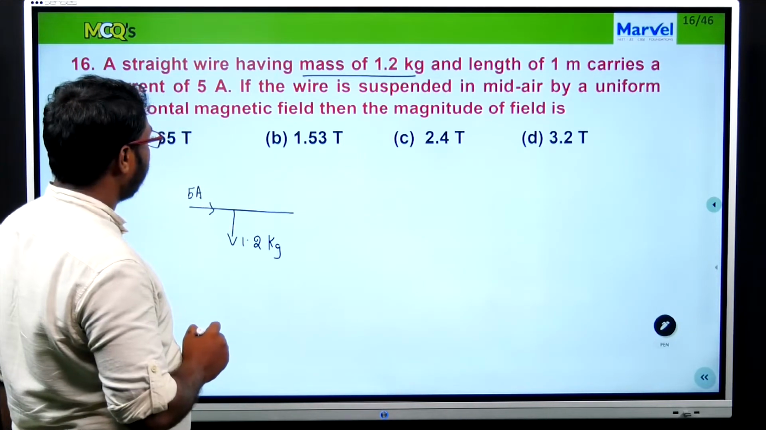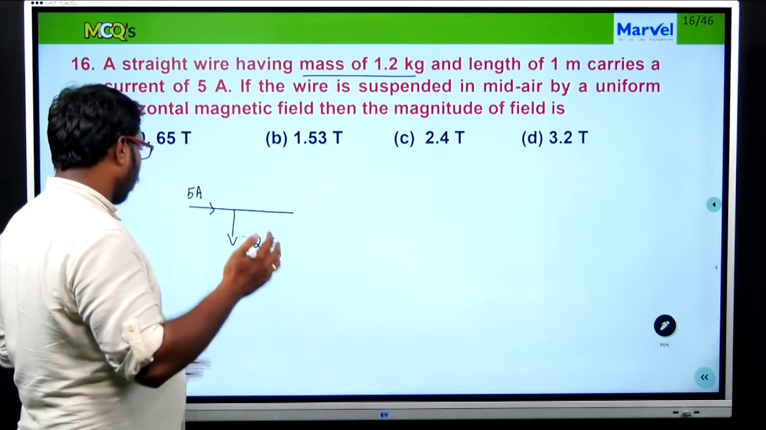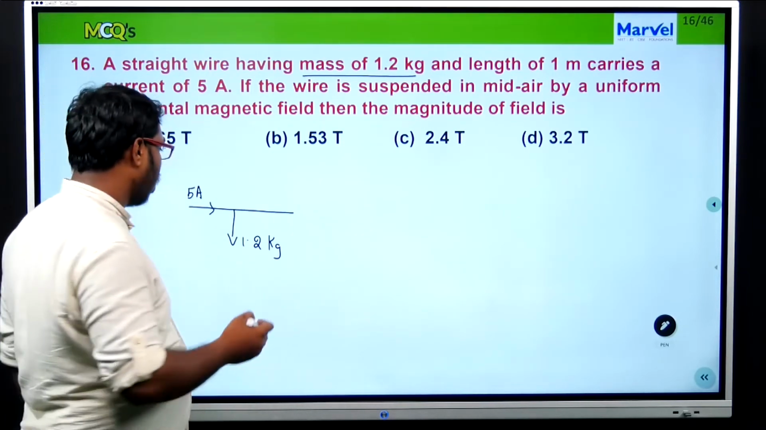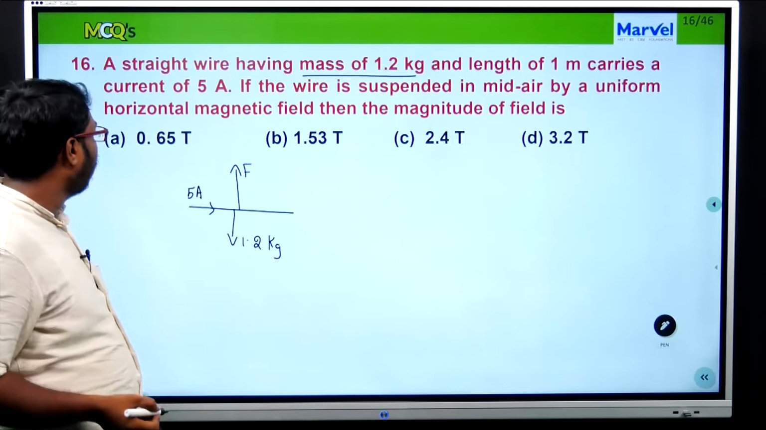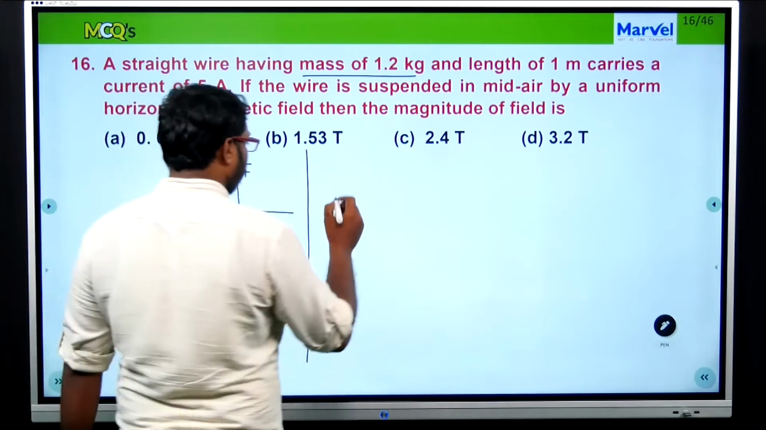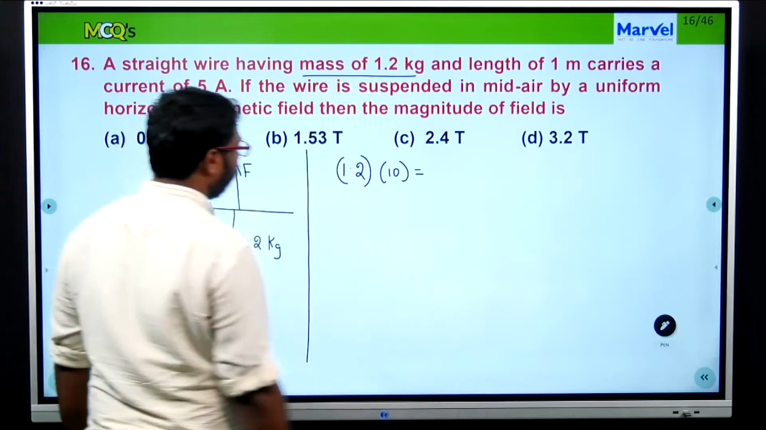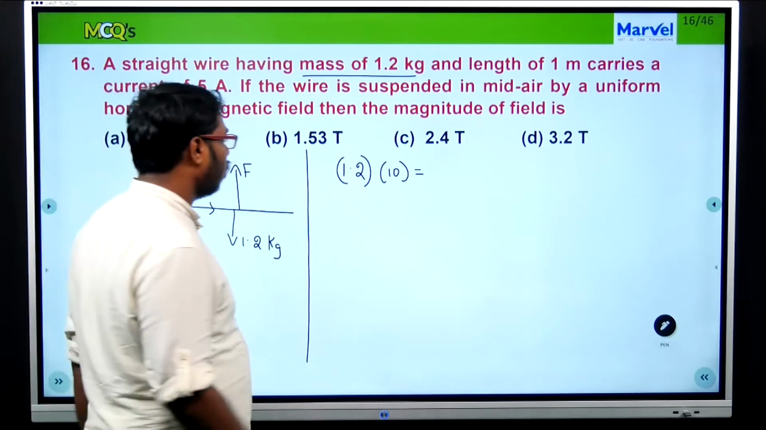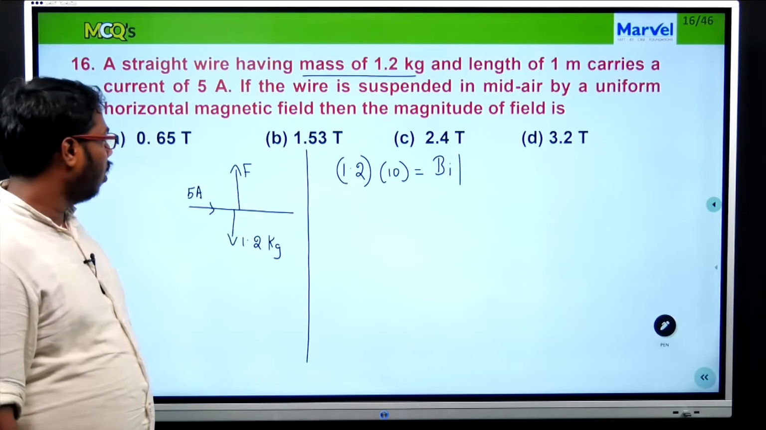And the wire is suspended in mid-air by a uniform horizontal magnetic field. Okay, you are passing a magnetic field in such a way that the magnetic field produces a force, and that force will hold the entire wire. So now what I can say is 1.2 into 10 equal to the weight. The entire weight of the wire is balanced by the magnetic force, which is B into I into L.